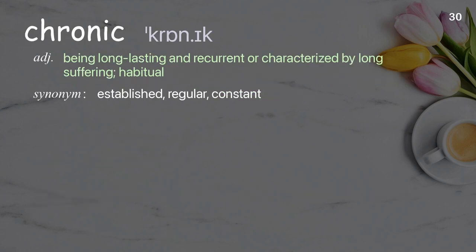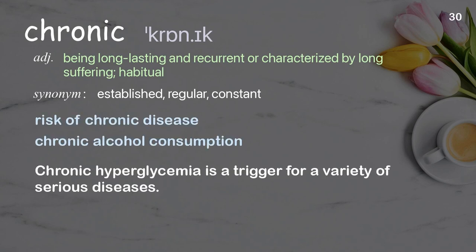Chronic. Being long-lasting and recurrent or characterized by long-suffering, habitual. Examples. Risk of chronic disease. Chronic alcohol consumption. Chronic hyperglycemia is a trigger for a variety of serious diseases.